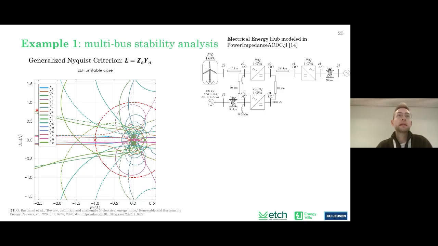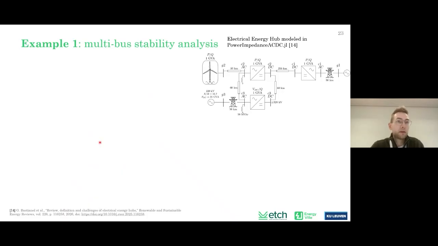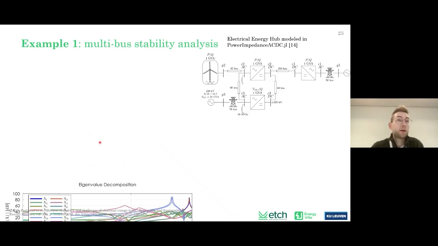Using the generalized Nyquist criterion in PowerImpedance, we see that it predicts that the system is unstable, simply because we see that the eigenlocus of eigenvalue 15 encircles the critical point. So we know that the system is unstable. This is predicted by PowerImpedance. But we can do more. The tool actually can do more.